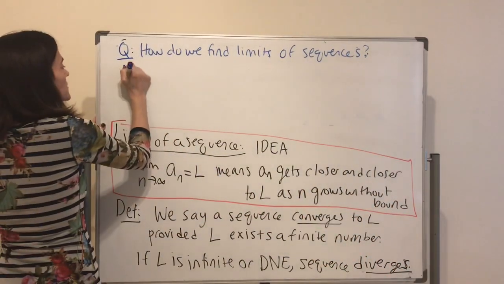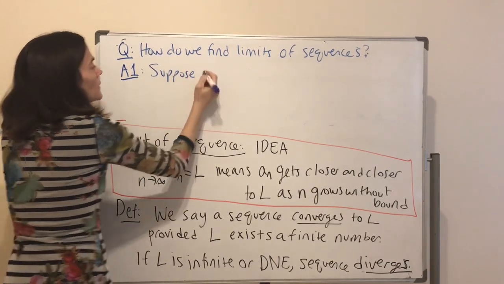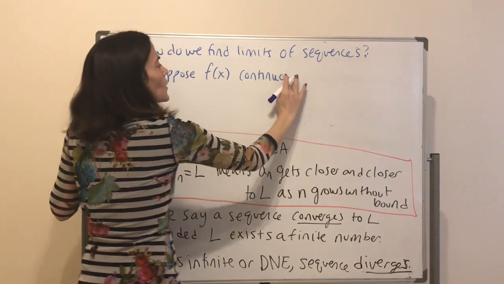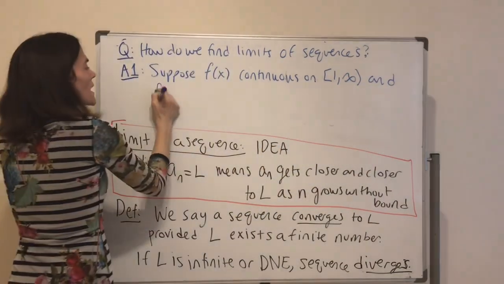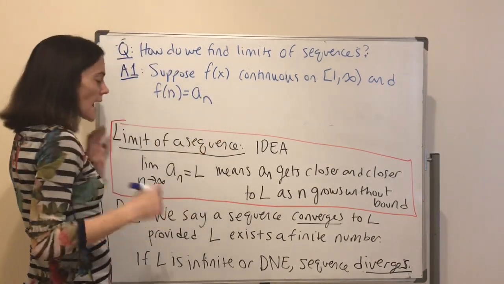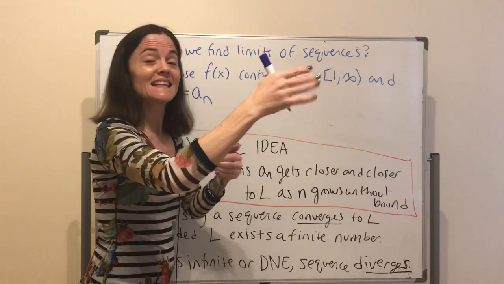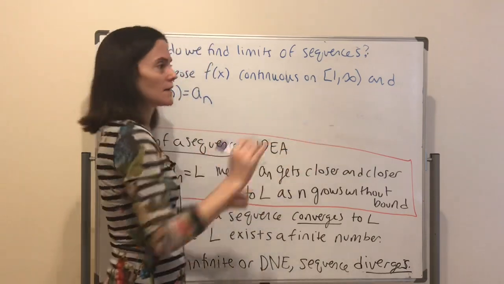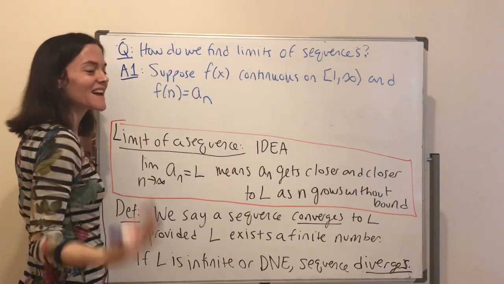Okay, so one answer, I will say answer 1, is suppose f of x is a continuous function on 1 to infinity. And when you evaluate this function at integer values, you get the sequence a_n, right? Because a sequence is not defined on the whole real line. It's just a list. So we only have a1, a2, a3, a4. Maybe you start at 5, and then you have a5, a6, a7, a8, and it goes to infinity. So suppose you have a continuous function such that a_n is the function evaluated at n.